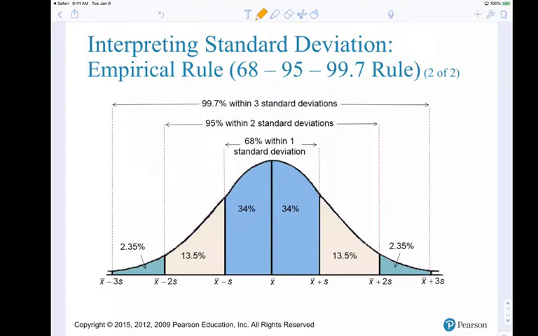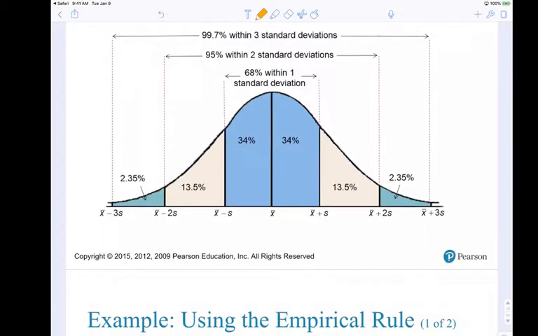So one standard deviation has a width. It's 68% within one standard deviation. Okay, you see the average in the center. You see x bar plus one standard deviation, and then you see x bar minus one standard deviation going to the left.